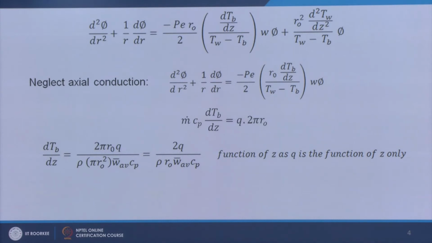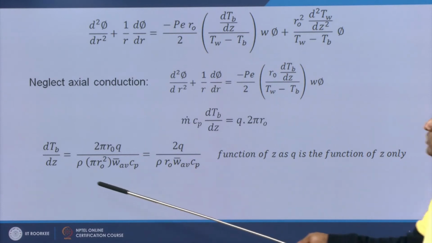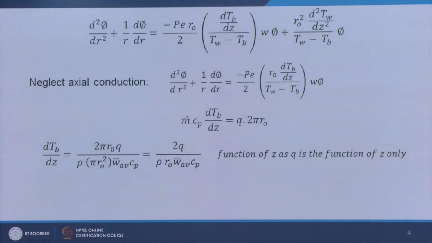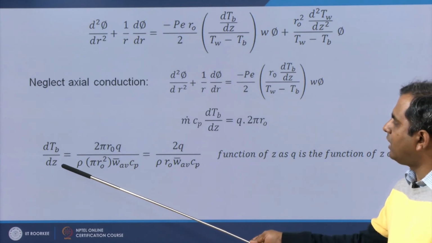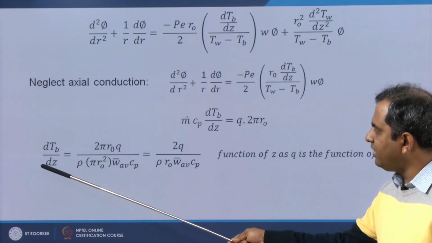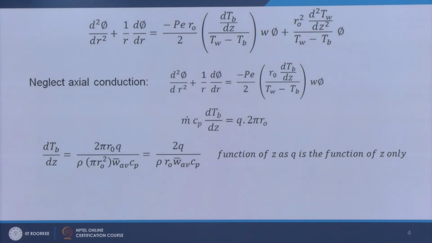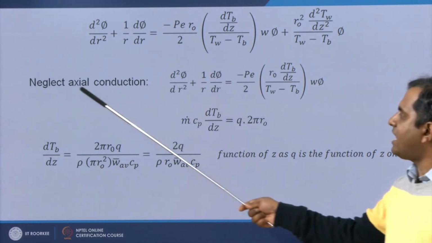So here you see only q is changing, which is a function of z. So we can say that this dTb/dz is only a function of z, because q is a function of z only and the rest of the parameters are constant. So we got that this dTb/dz is a function of z. As a result, the second derivative of this one, the axial conduction term, will once again be a function of z, which can be neglected here. We have taken that assumption.